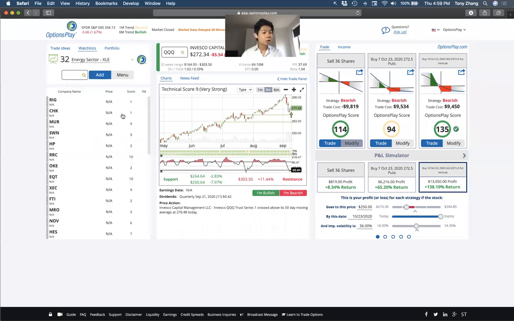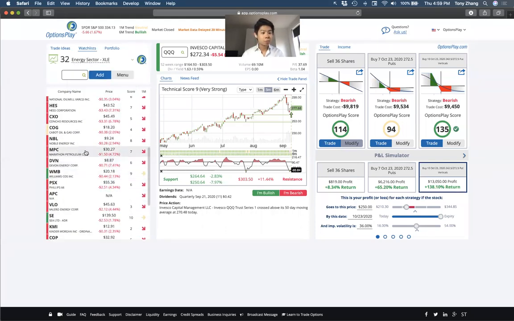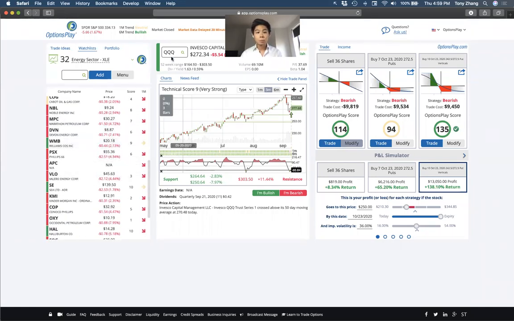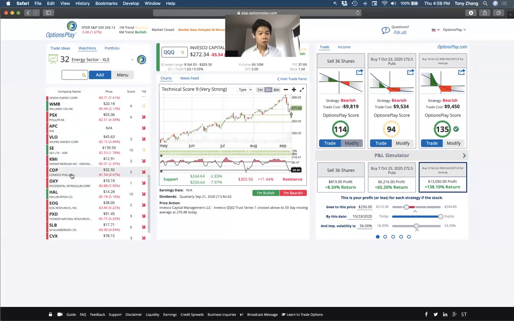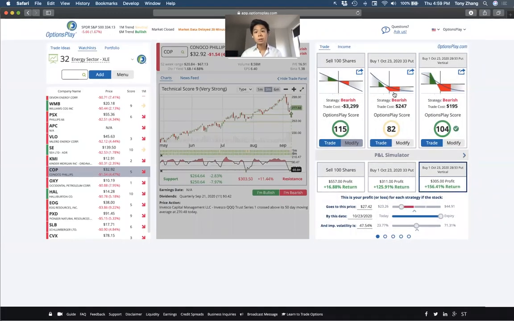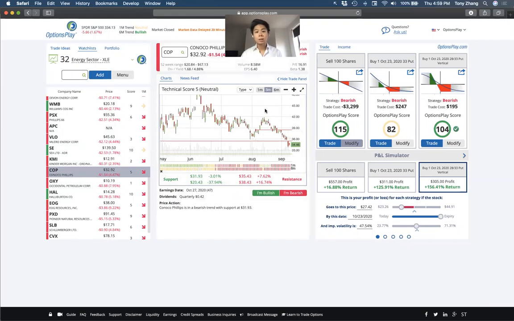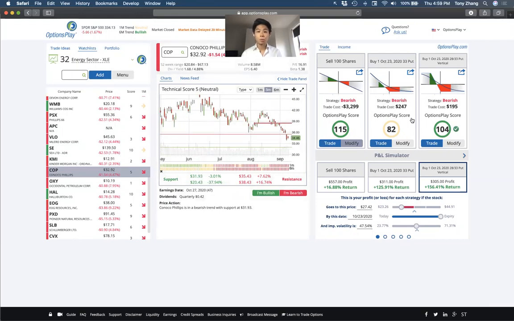So if you think that the energy market's going to go lower and you find some bearish stocks here in the energy market and you're trying to short it, use the OptionsPlay tool to help you find these opportunities. And then more importantly, let's look at, let's say, ConocoPhillips. Let's say you think energy is going to continue moving lower. You can use this tool to find some opportunities, and more importantly, utilize the trading tab to help you find the strategies, analyze the strategies, and make sure that you understand your risk and rewards.